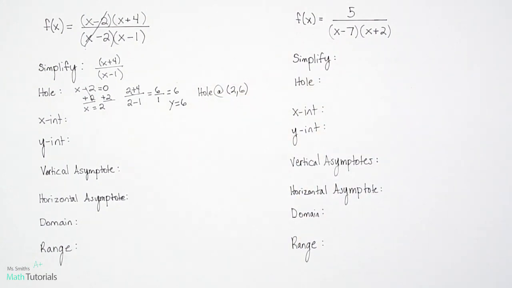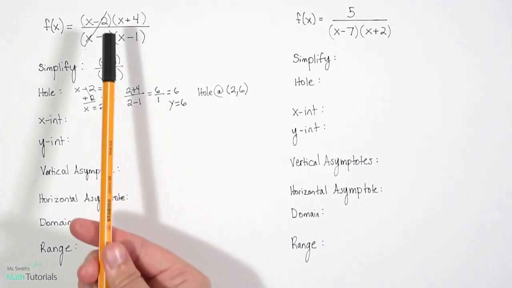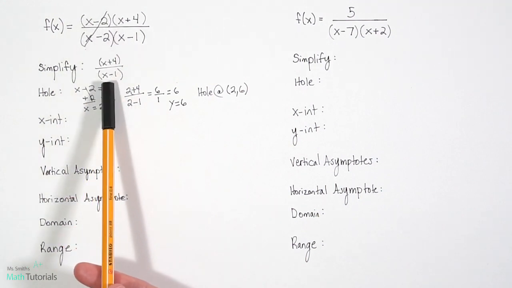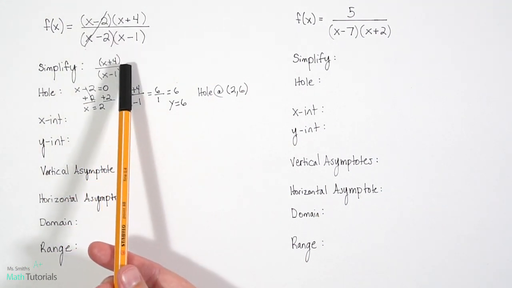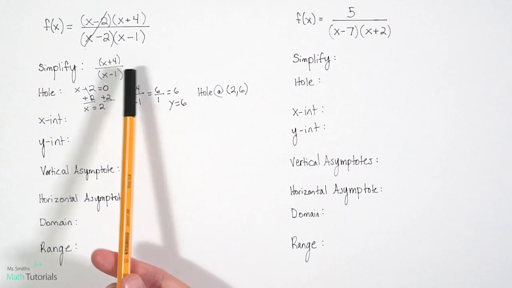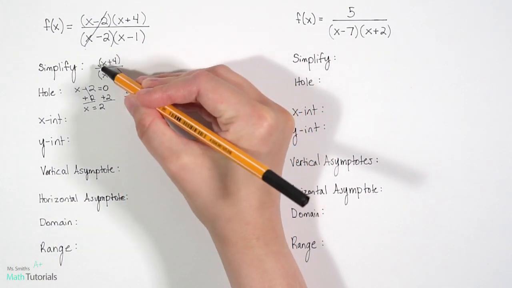Next we can find the x-intercept. So remember that we can find the x-intercept by setting the remaining factors in the numerator equal to 0 and solve to find the x value of the x-intercept. So once we simplify, we've canceled out and we've got this simplified version. We just take the remaining factors in our numerator. Remember, numerator just means the top.